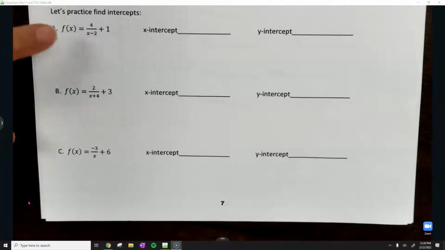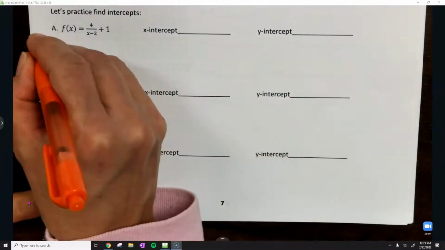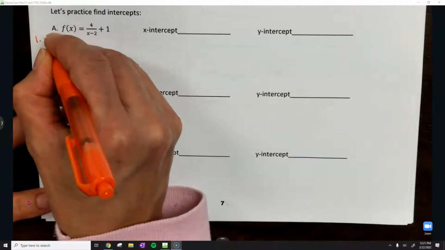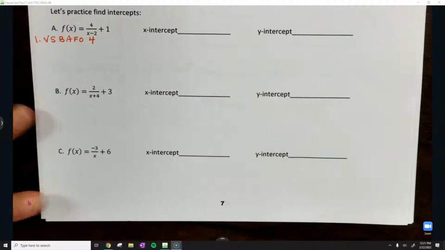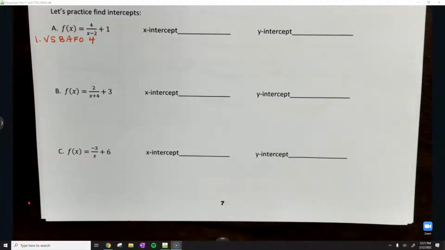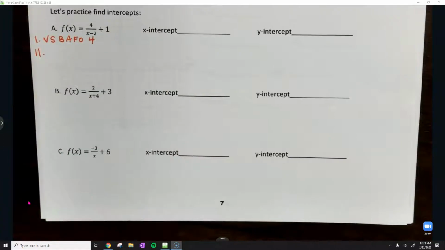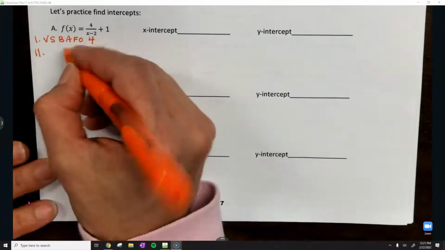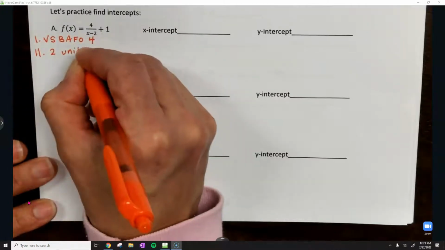Letter A. A has an A value of 4, and it's x minus 2, and then a plus 1. So I'm going to state what the transformations are. The first transformation is you have a vertical stretch by a factor of 4. That's the numerator. You also have a horizontal movement. That's going to be 2 places to the right. Remember, it's opposite whenever it's with the x value. So 2 units to the right.